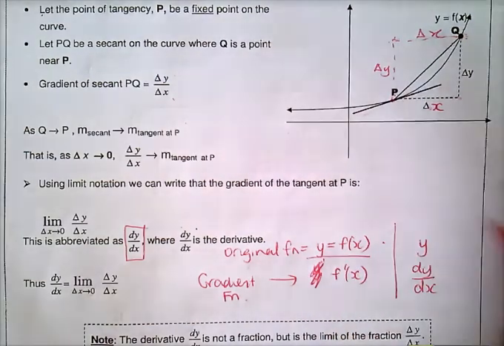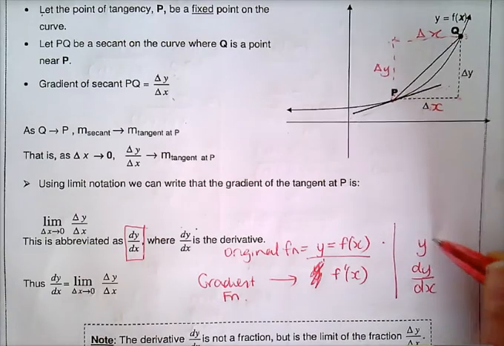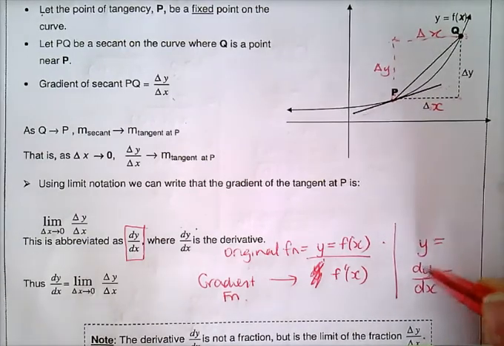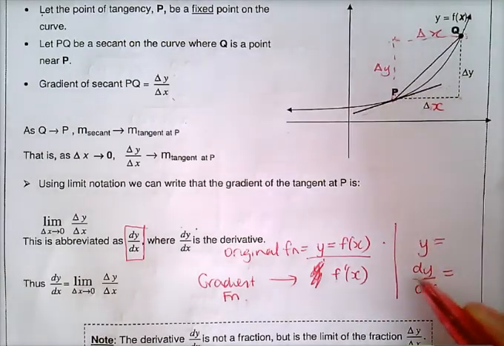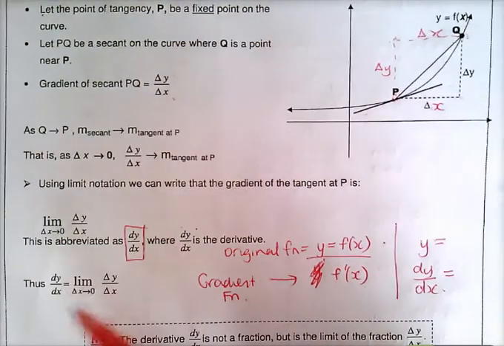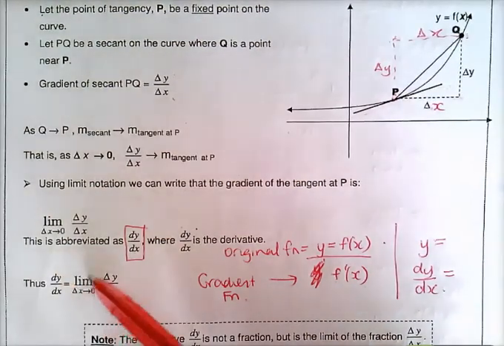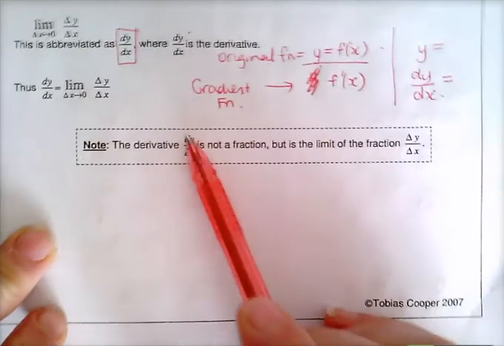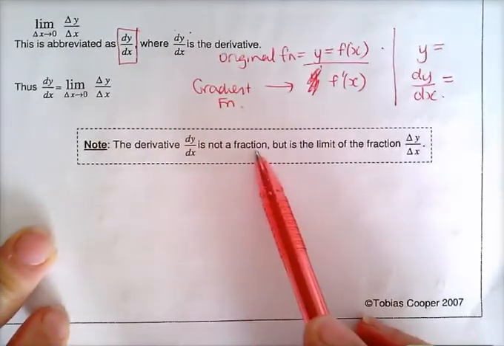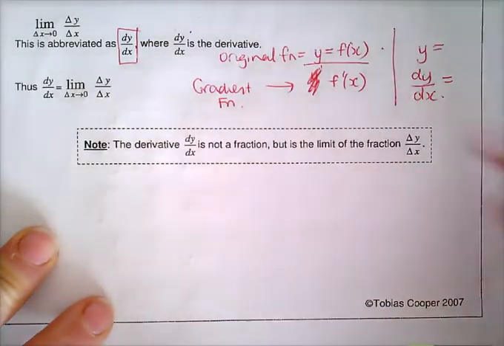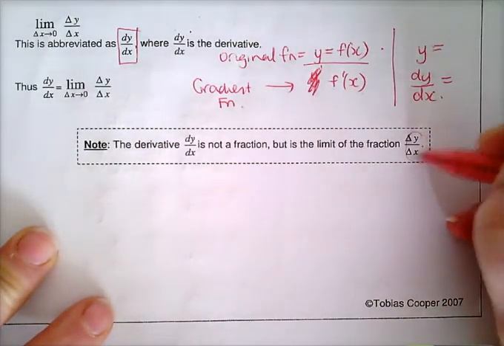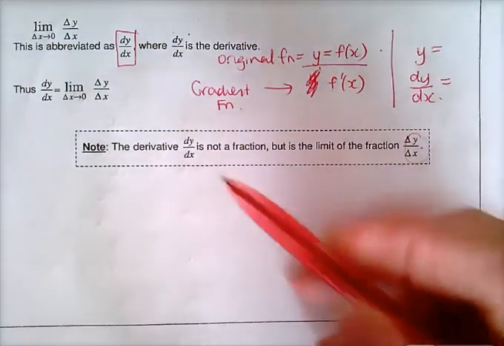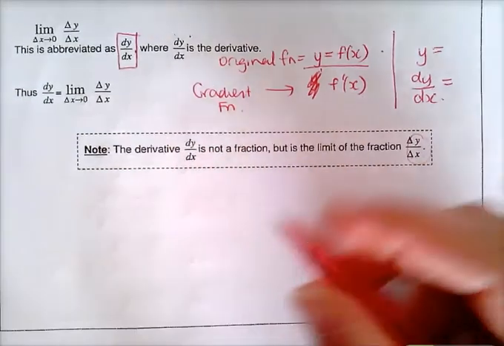f dashed x. Or if your original function is y equals something, then to write the derivative function, we write dy dx, okay? So dy dx is the gradient function. It's the abbreviated version of this whole gradient function here. So the derivative, dy dx, is not a fraction, but it's the limit of the fraction delta y over delta x, okay? So it's just some notation that you're going to see later, okay?